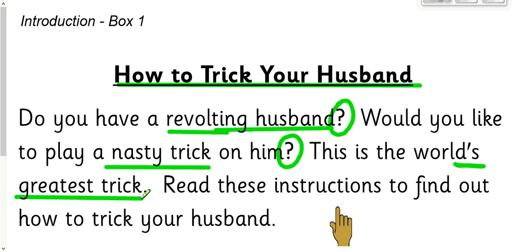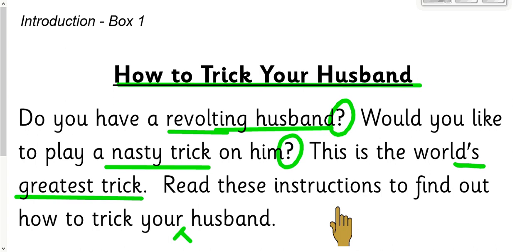Last sentence, read these instructions to find out how to trick your husband. You might have said there's a capital letter, you might have said there's a full stop, but actually that last sentence could be a bit better. Read these instructions to find out how to trick your... We could have something in this gap here. How to trick your horrible husband, perhaps. To use another noun phrase to make it more interesting.